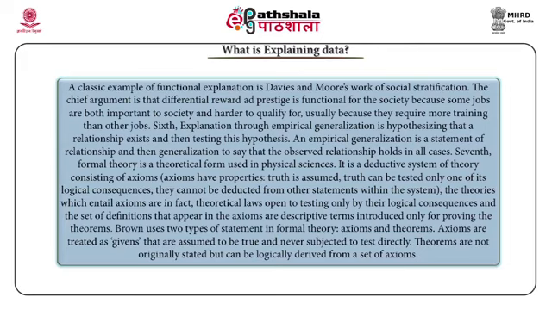An empirical generalization is a statement of relationship and then generalization to say that the observed relationship holds in all cases. Seventh, formal theory is a theoretical form used in physical sciences. It is a deductive system of theory consisting of axioms. The theories which entail axioms are in fact theoretical laws open to testing only by their logical consequences, and the set of definitions that appear in the axioms are descriptive terms introduced only for proving the theorems.